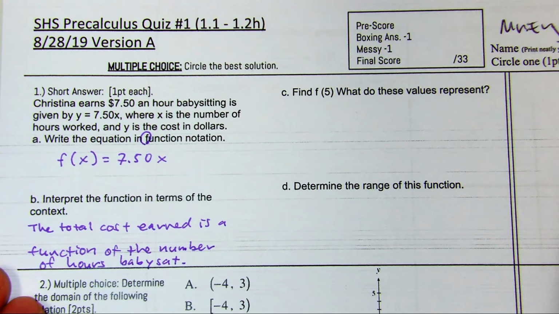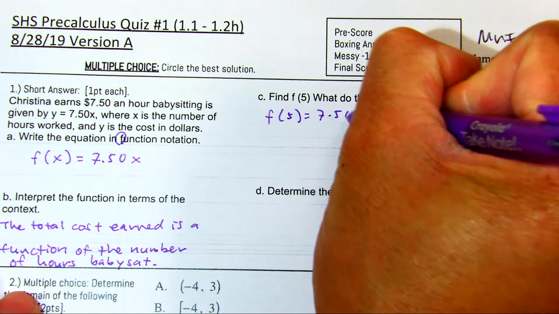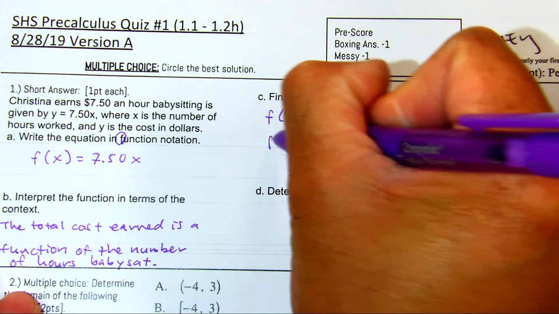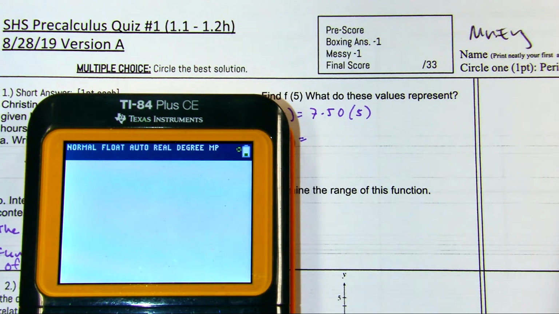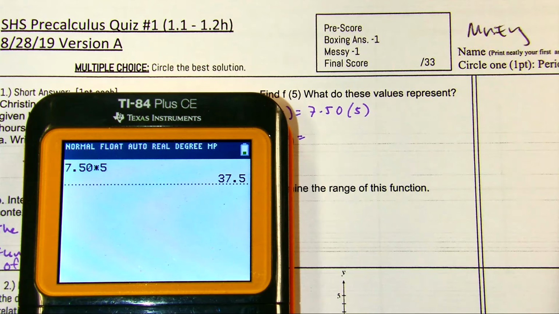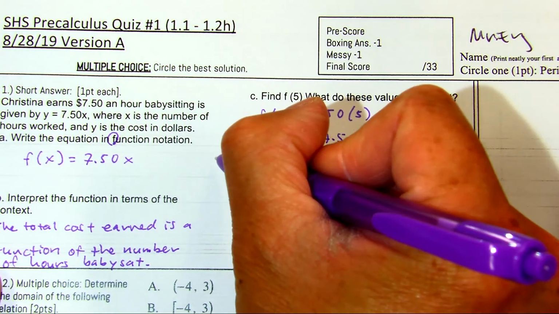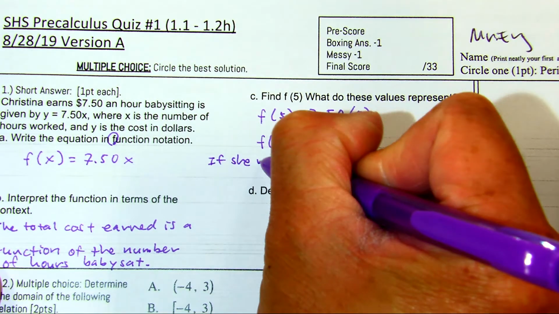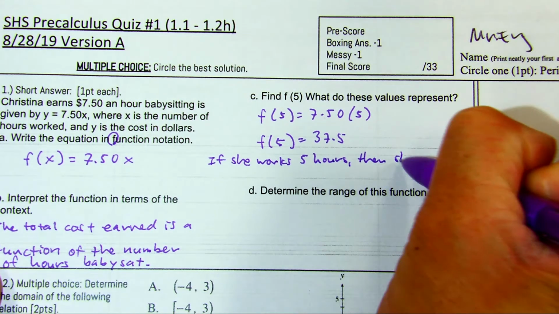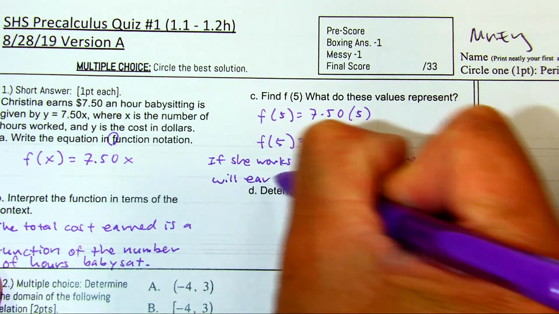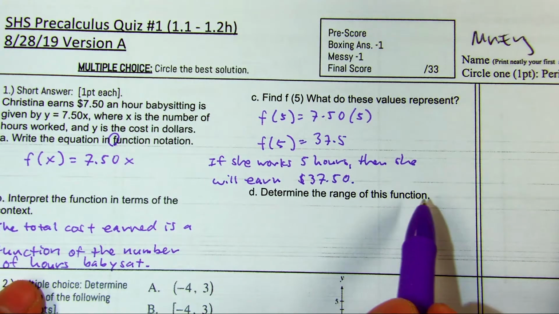f of 5, what does this value represent? So f of 5 equals 7.50 times 5, and then put it on the calculator, 7.50 times 5 is 37.50. If she works 5 hours, then she will earn $37.50.